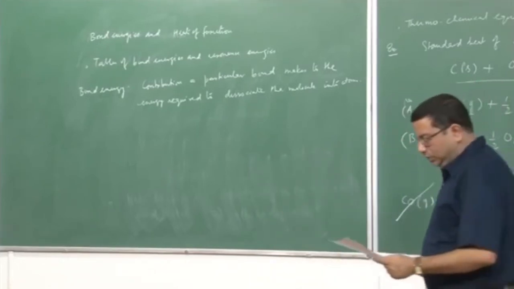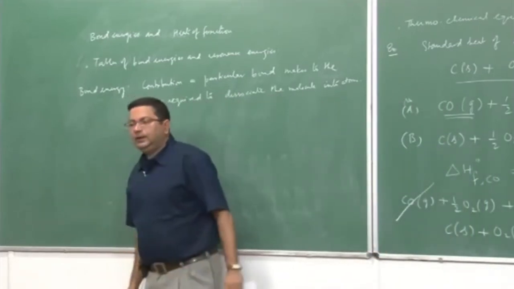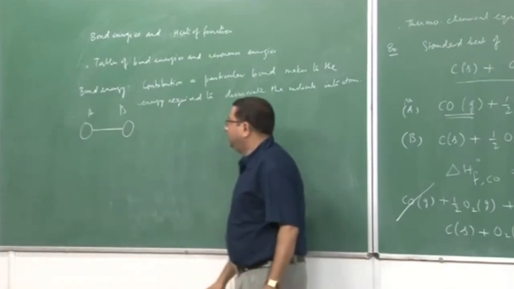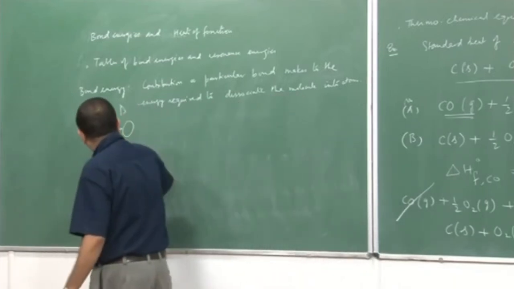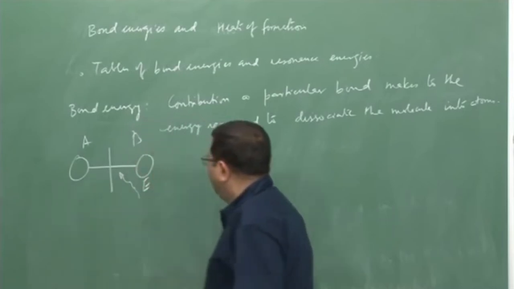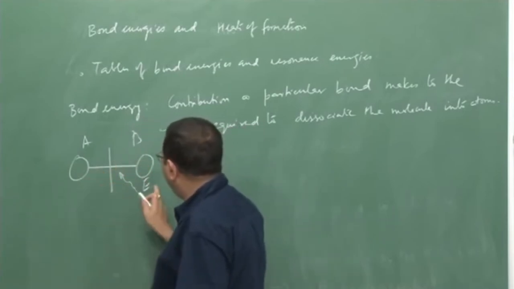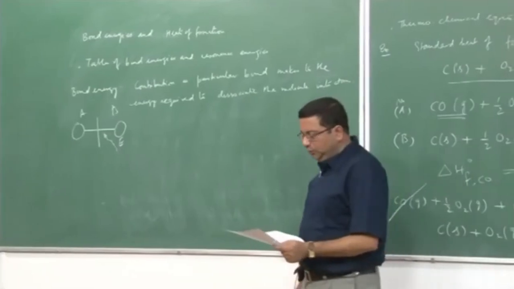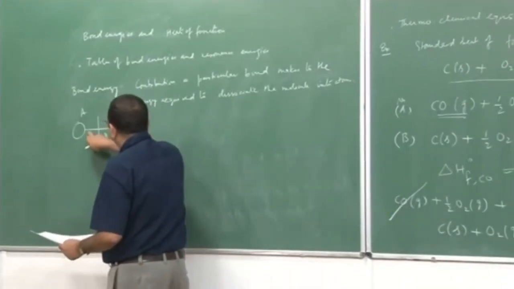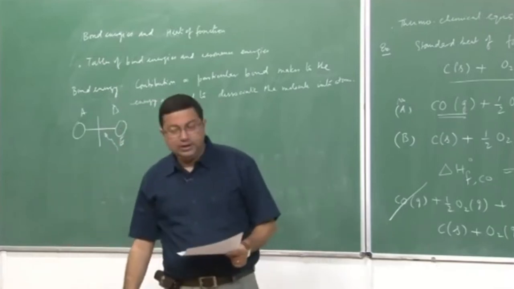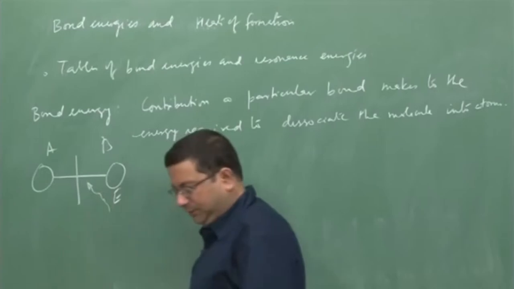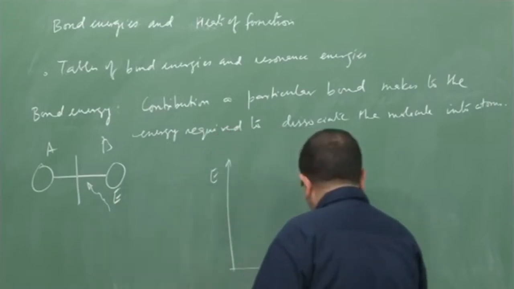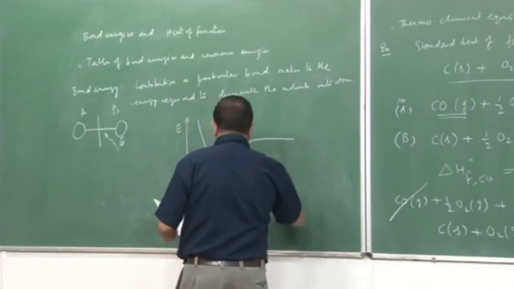So, if two atoms, let us say I am looking at A and B, are together because of a certain bond, and you have to break them apart, we have to supply some amount of energy. This energy that we need to supply to break this bond is the bond energy for the bond between A and B. Therefore, this is the energy required to pull the two atoms apart. Now, this bond energy from modern physics can be shown to be a function of the distance between these two atoms. So, if I plot a general energy versus distance curve, you have seen that before in physics. It looks something like this.